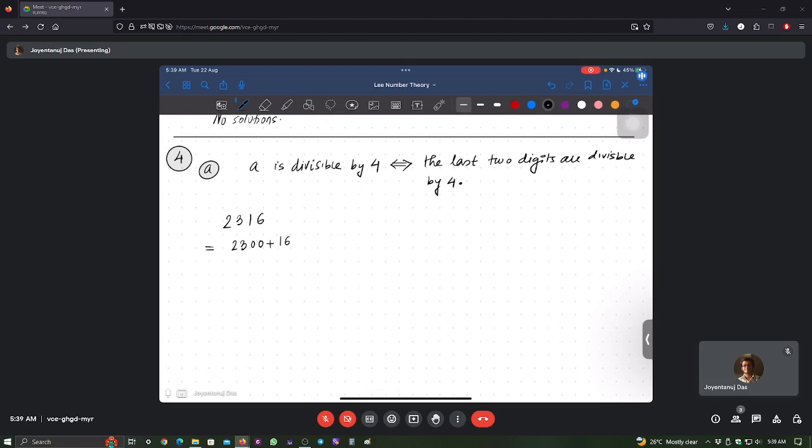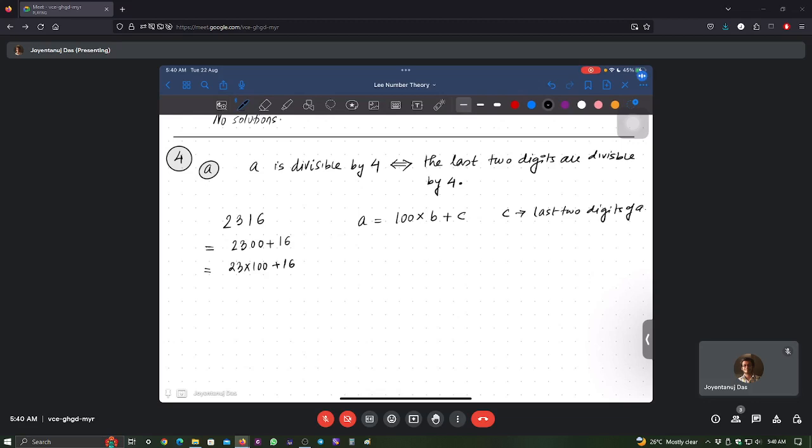Any number which has more than 2 digits, because it is saying that the last 2 digits are divisible by 4, I can always write as some multiple of 100 plus something. So this is nothing but 23 times 100 plus 16, right? So I can write it as 100 times B plus C, where C is the last 2 digits of it. Always I can write like this.